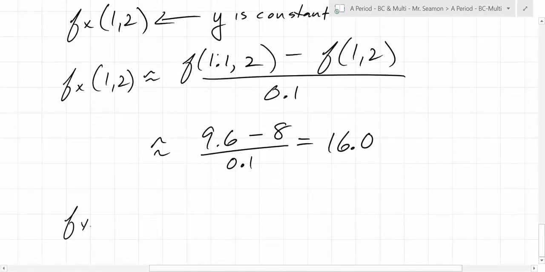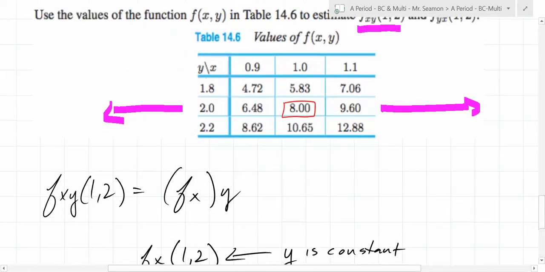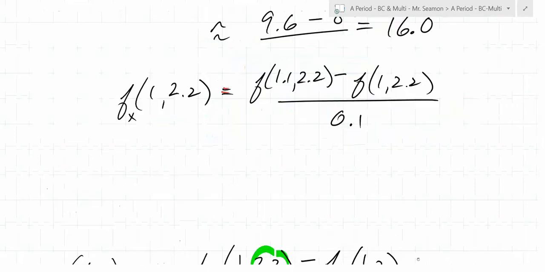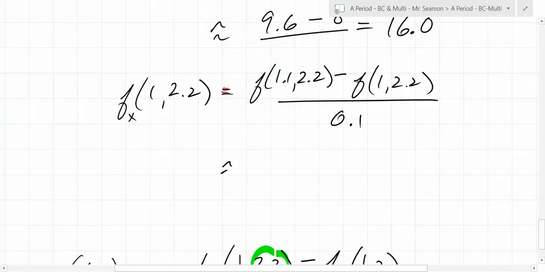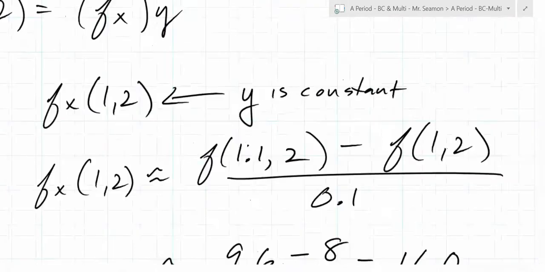But now, what did we want? We wanted fxy, but now we need to differentiate with respect to y. So how do we do that? You hold x constant, so those are going to be the columns, right? And you find the derivative of them. When you do this out, you end up with this. So this is approximately 12.88 minus 10.65 all over 0.1. So that's what? 22.3.